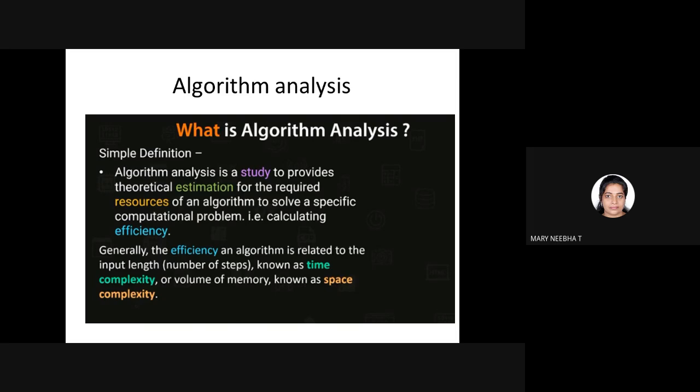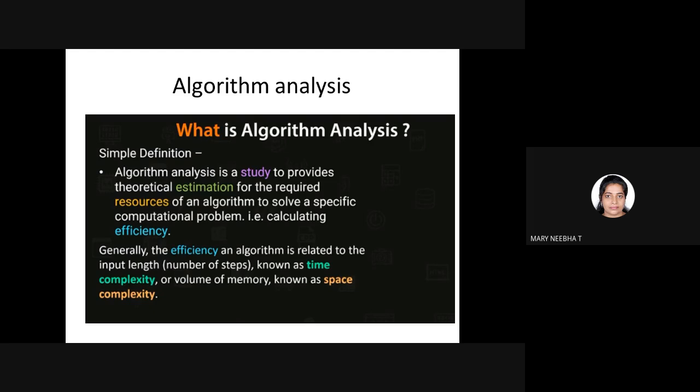By estimation of the resources of the algorithm. Okay, so there are two important resources. One is the time and the other one is the space. Time occupied by the program for execution, and the other one is the space occupied by the program. Okay, so both are a little bit complex things.